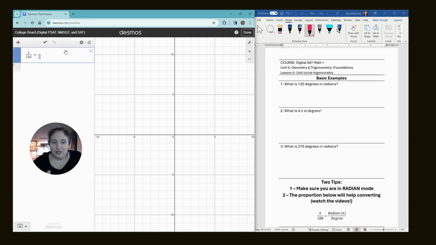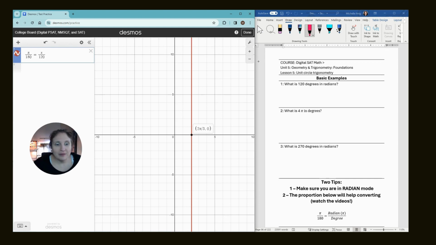Now I'm going to hit the fraction bar. This is where you have to determine where you're going to put the x. In this case, I'm given 120 degrees and I'm trying to get the radians. So I'm going to put the x in the numerator for the radians, and in the denominator, I'm going to do 120. Now, look at how amazing this is. Click this dot. Boom. That's your answer.